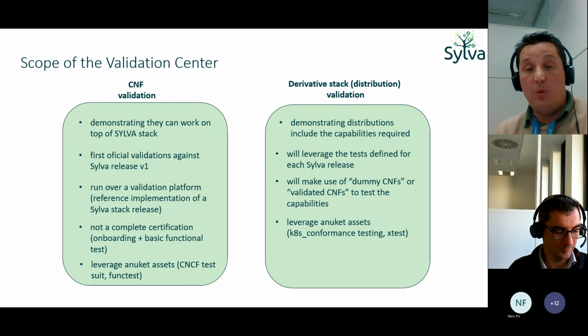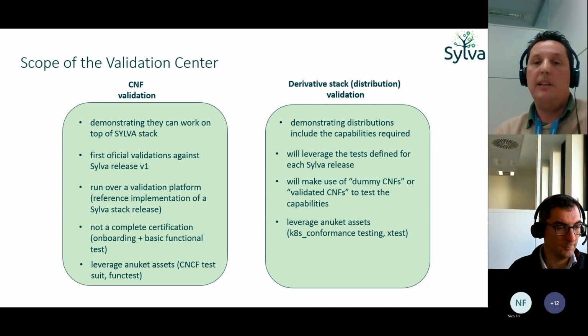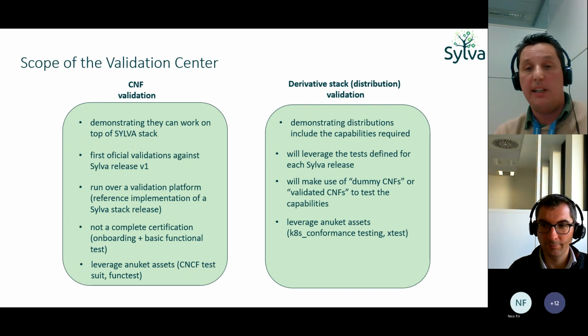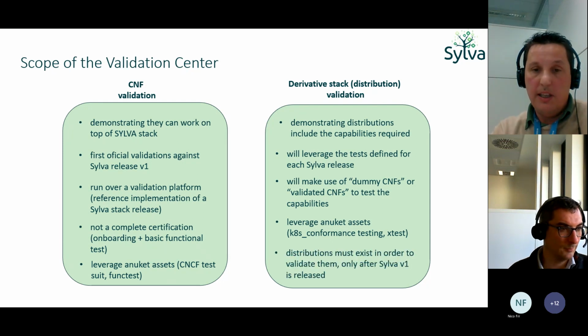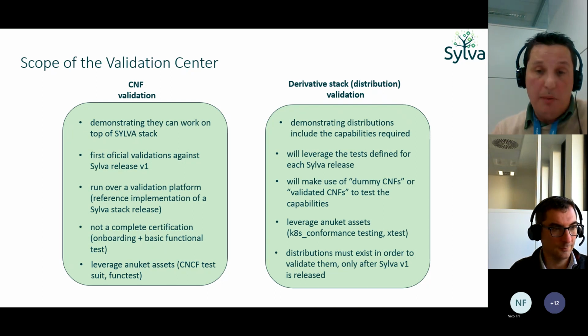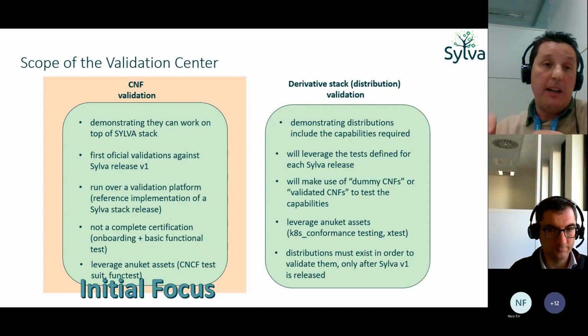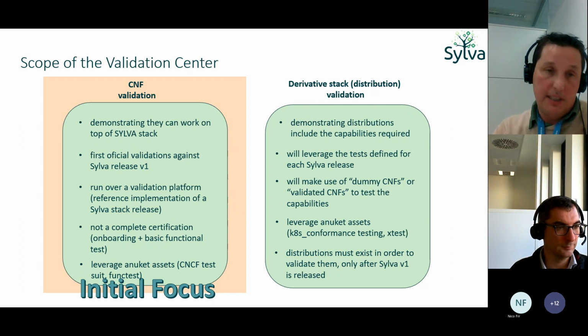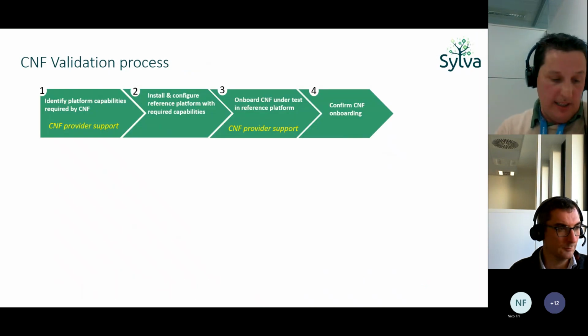And in the same way, we will not be reinventing the wheel there. We will leverage some of the tests that are done by the release management testing, but also by other organizations. We will be using Kubernetes conformance testing for Anuket, that actually is one of the tests that we are running for the Sylva release development. And this is not our main priority right now, because this will only happen once we have a first official release of Sylva. So our initial focus is the CNF validation. Okay, these are the two parts of validation, apart from feeding back to the Sylva platform release testing.